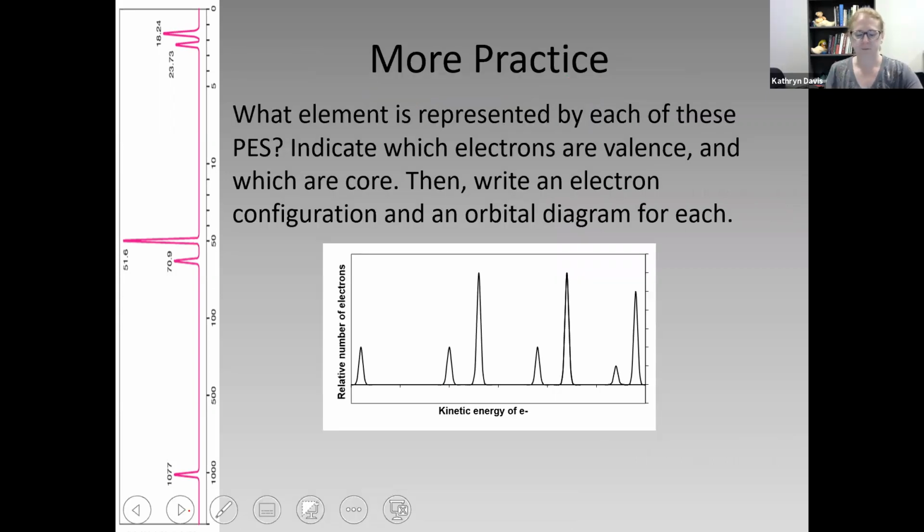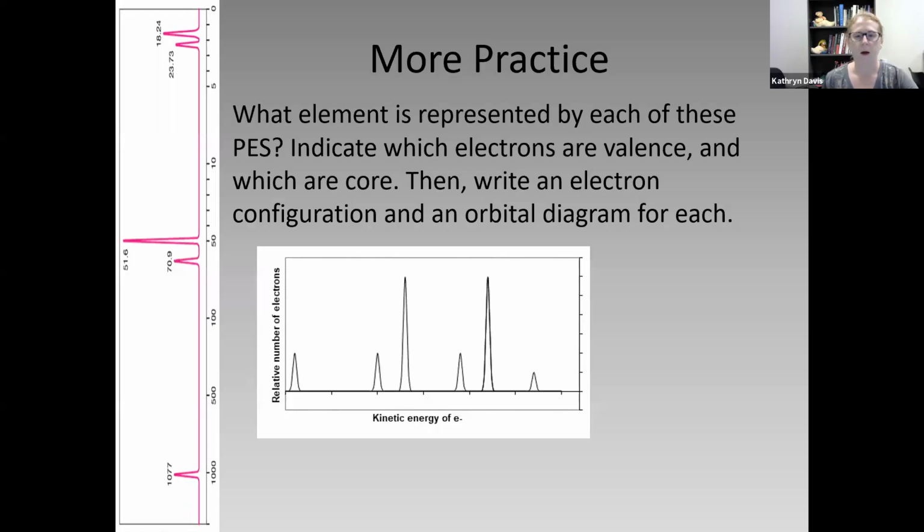Let's try a couple. Here's one photoelectron spectrum. So let's take a look at some of these for some more practice. Again, just work your way up, right? 1s, and it's full. 2s2, 2p6, 3s2, 3p6, 4s1.